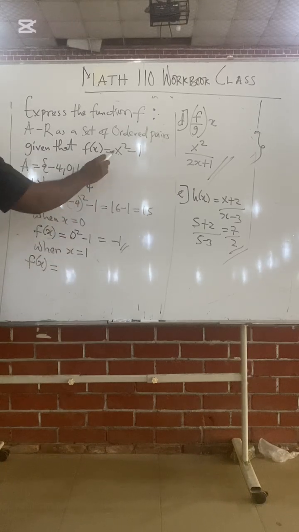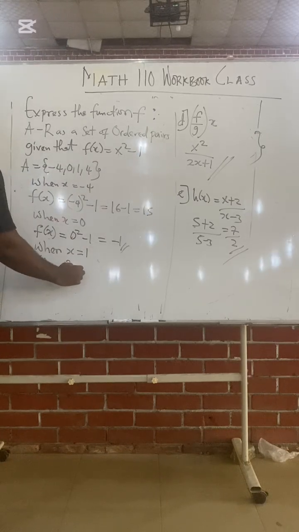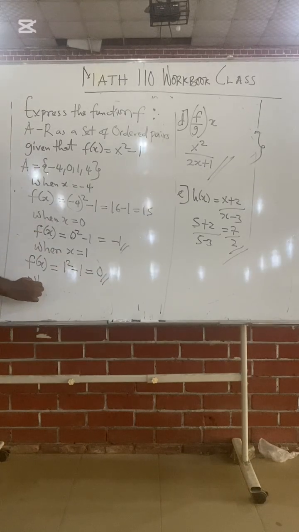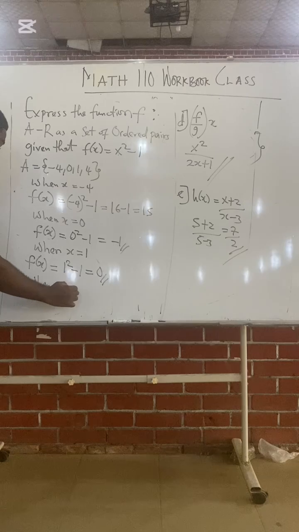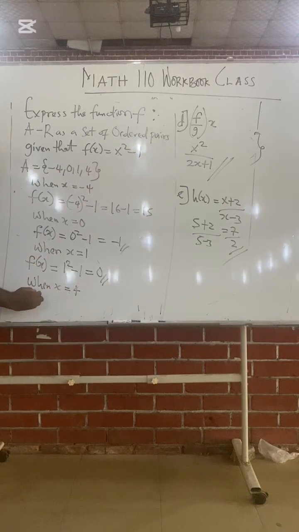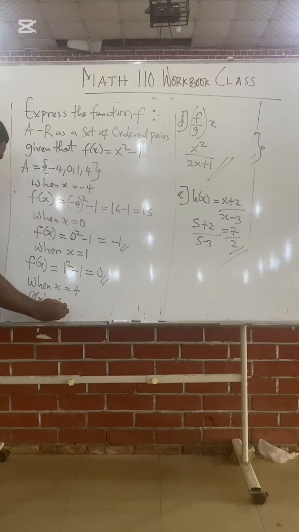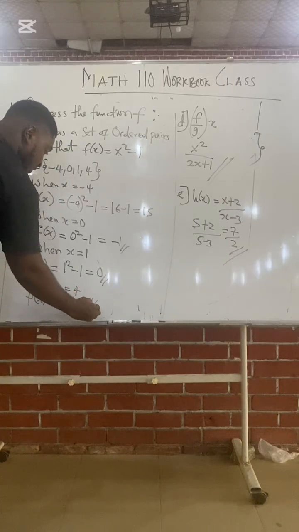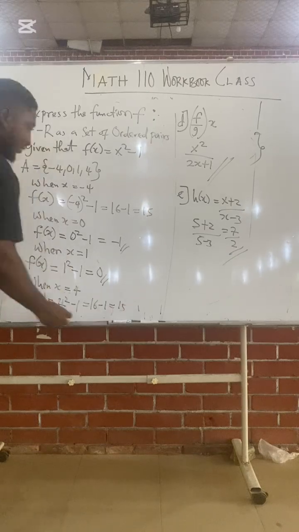Equals, when x is 1, 1 squared minus 1. 1 minus 1 is 0. And the last one, when x is 4, replace x with 4. f of x equals 4 squared minus 1. What's 4 squared? 16 minus 1, 15. We're not yet done.